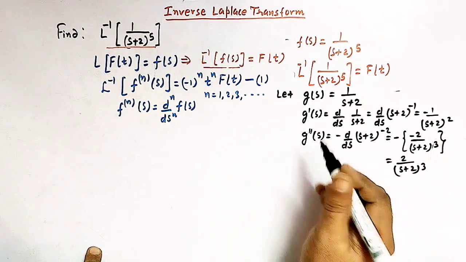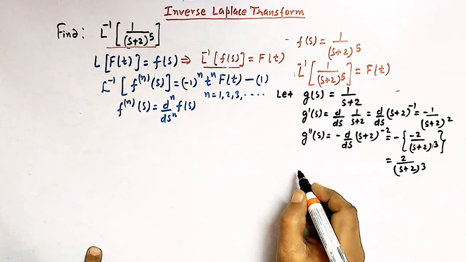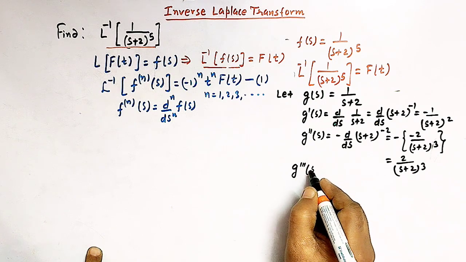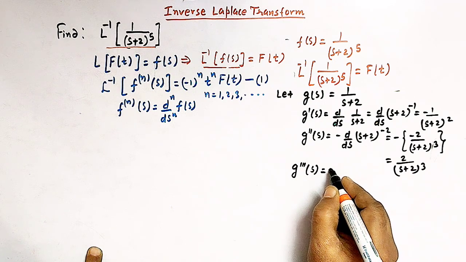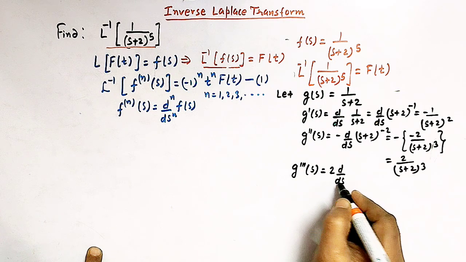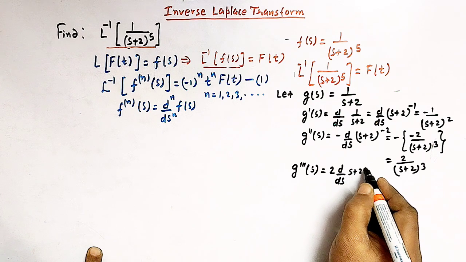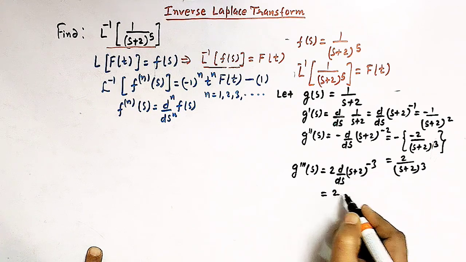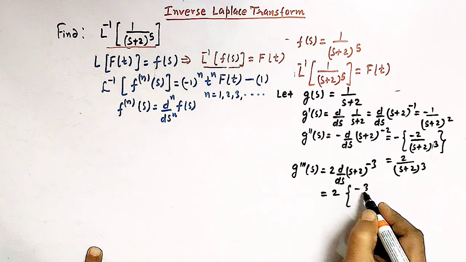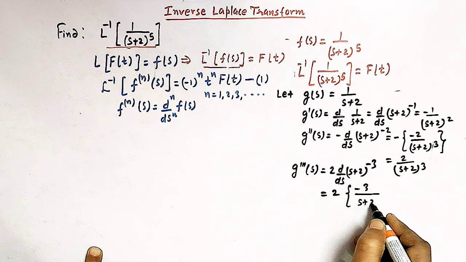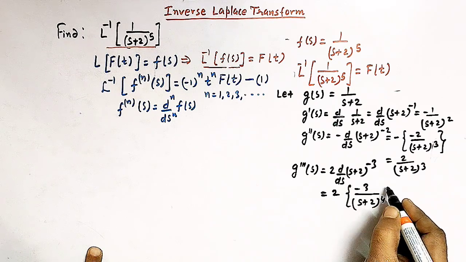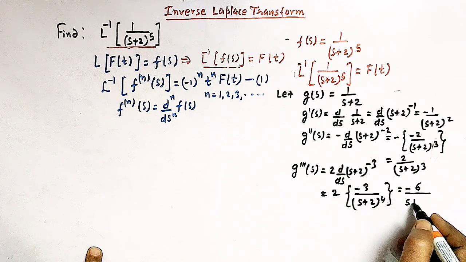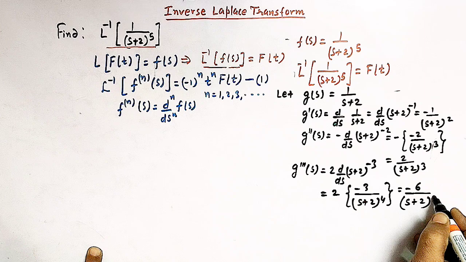Now let us take the third derivative of g(s). So we have g''' here, and we have 2 d/ds of (s plus 2)^(-3). So we have 2, and here we have minus 3 over (s plus 2)^4, and this is minus 6 over (s plus 2)^4.